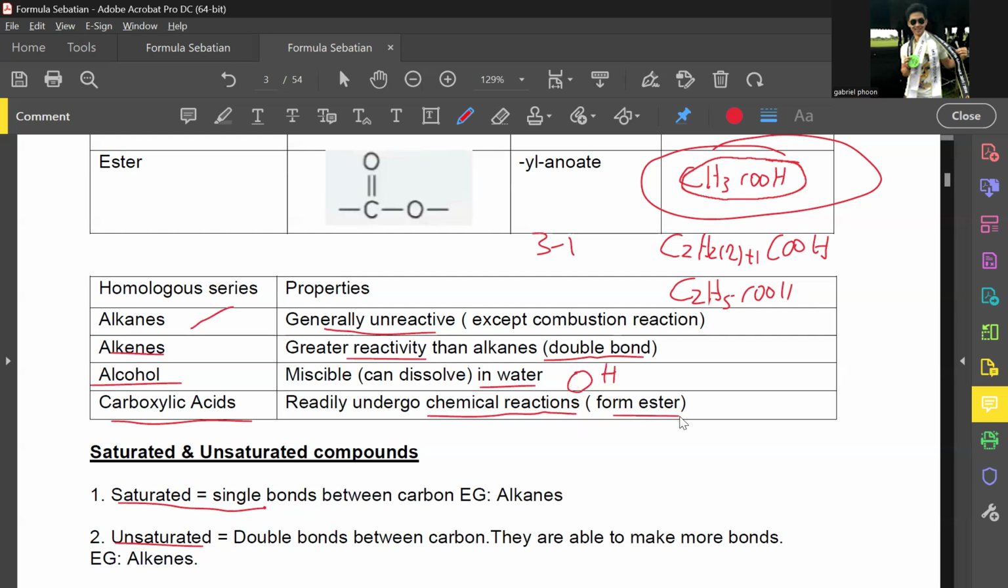Guys, if you recall what I've mentioned last week, how do we form esters again? From carboxylic acids, we need to plus what again? Very good. We need to plus alcohol, guys. If we have carboxylic acids combining together with alcohols, they'll actually form esters, guys.